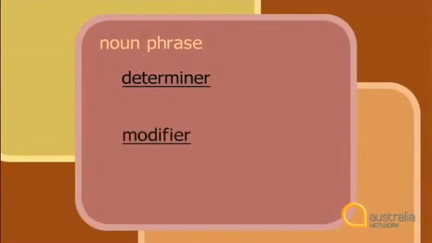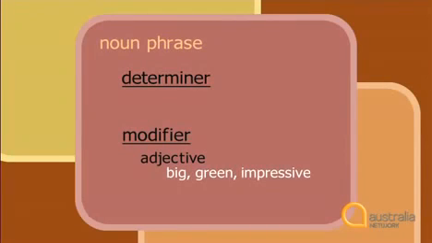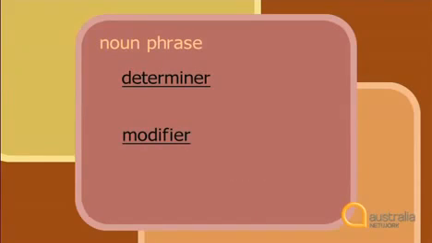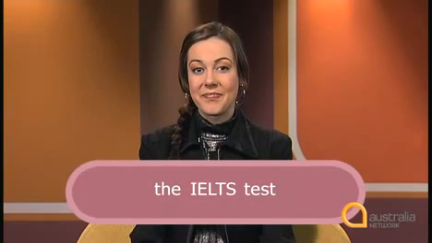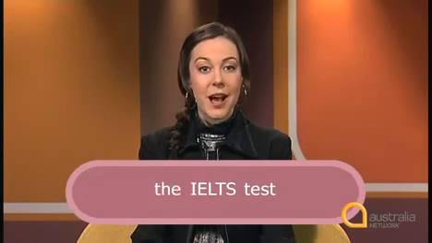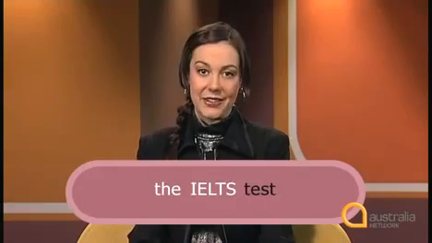As well as a determiner, a noun phrase can have a modifier. A modifier can be an adjective like big, green, or impressive. Or it could be a possessive like my or John's. And finally, a noun phrase must have a noun. An example of a noun phrase is the Ielts test. It has a determiner, a modifier, and a noun.